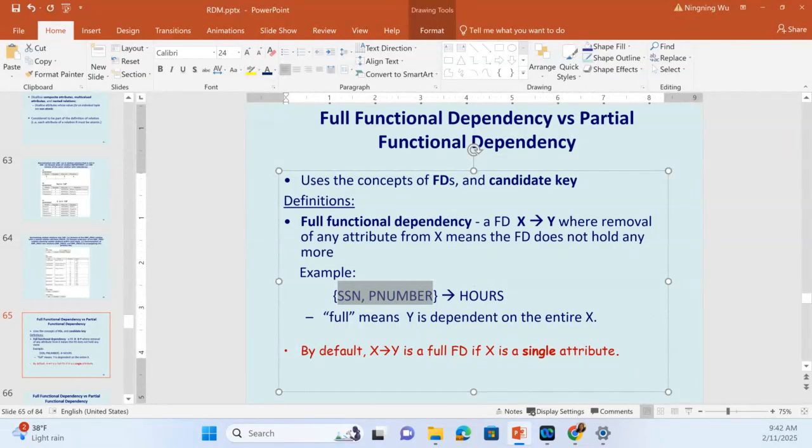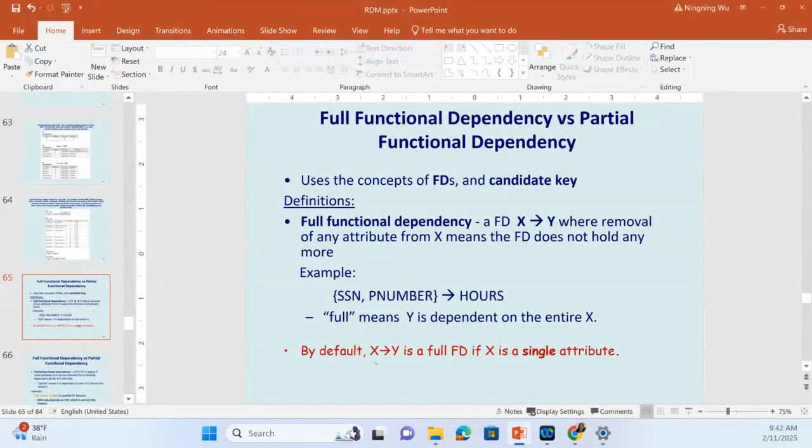I think I revised this slide. A full functional dependency means that given X determines Y, Y is dependent on the entire X, the whole X. Also, by default, if X is a single attribute, then X determines Y is a full functional dependency, because we cannot further split X to make a part of X.